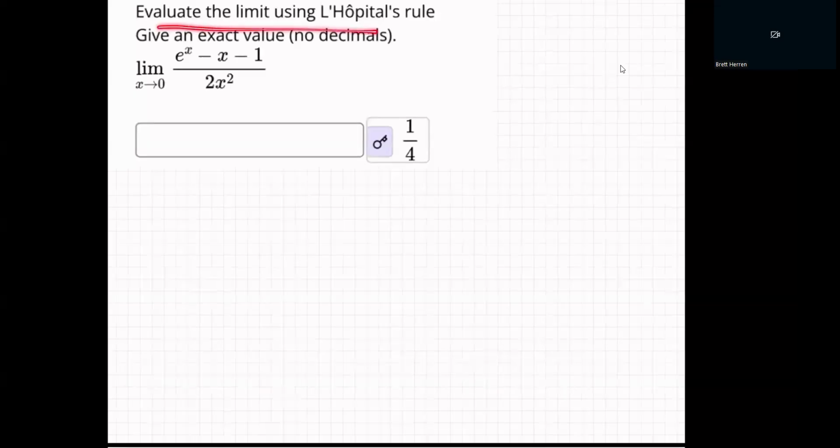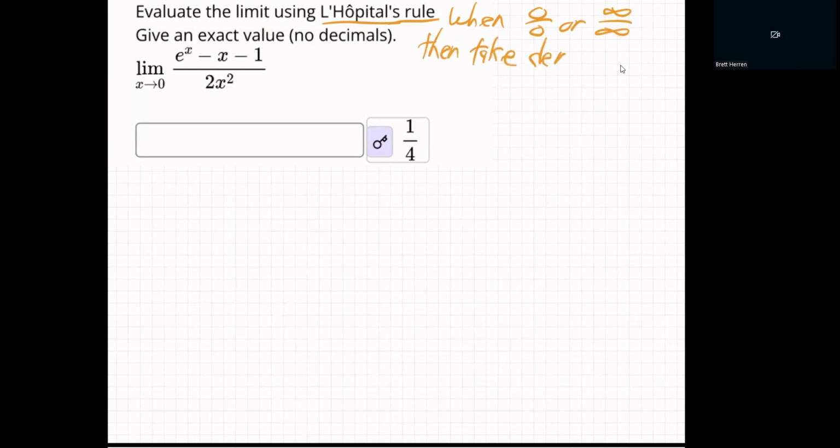This question says evaluate the limit using L'Hopital's rule. Let's be clear. What is L'Hopital's rule? It says when you have 0 over 0 or infinity over infinity, then you can take the derivative of the top and the bottom separately. And separately is the key word.